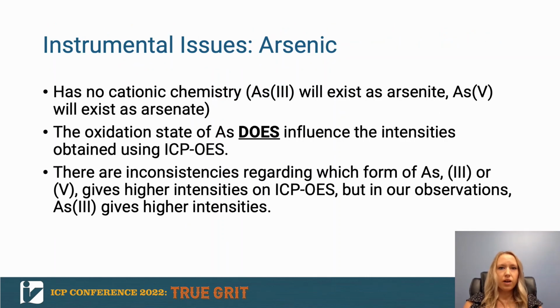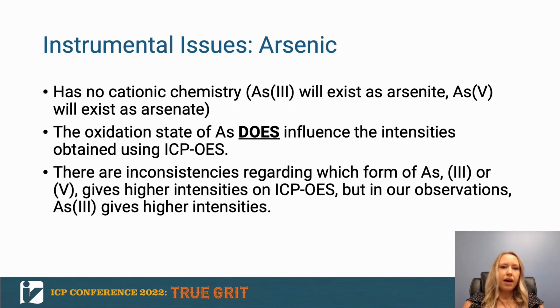The first heavy metal that I want to focus on is arsenic. So a lot of people, when they think about arsenic, they think about arsenic plus 3 and arsenic plus 5. But in actuality, arsenic has no cationic chemistry. So it's going to exist as arsenite, which is what you think of as arsenic 3, and arsenate, which is what we think of as arsenic 5.